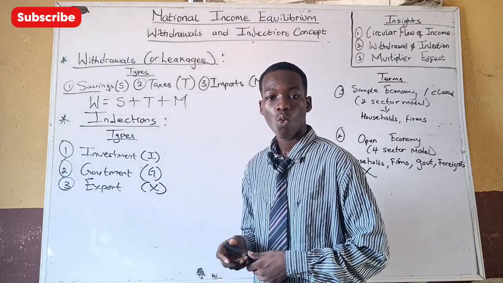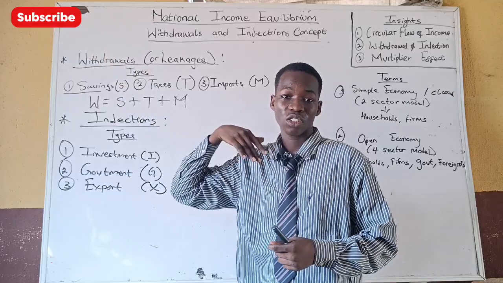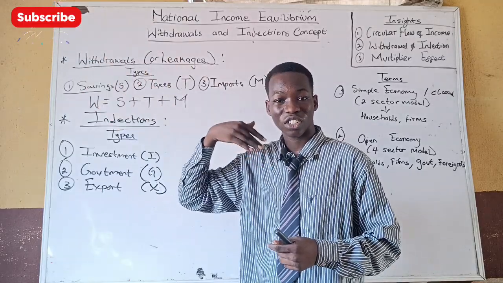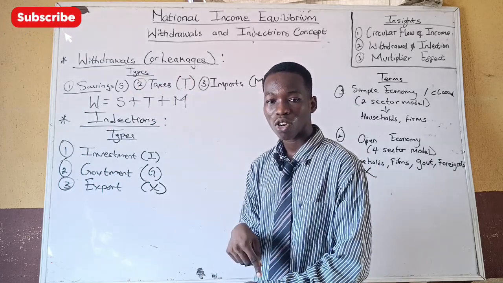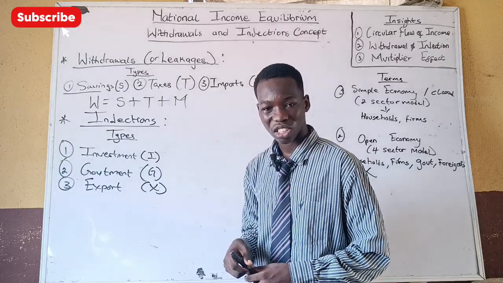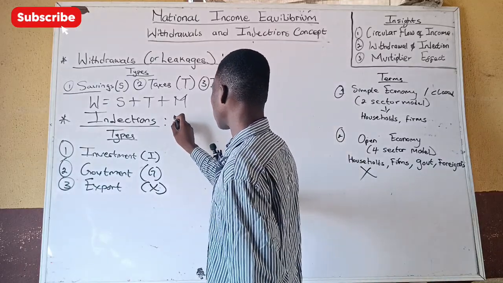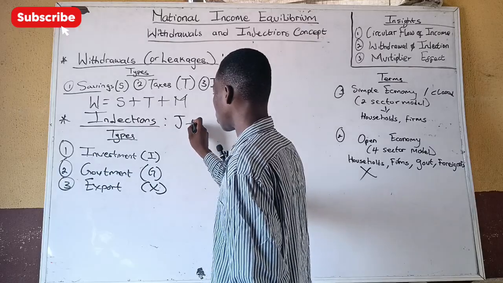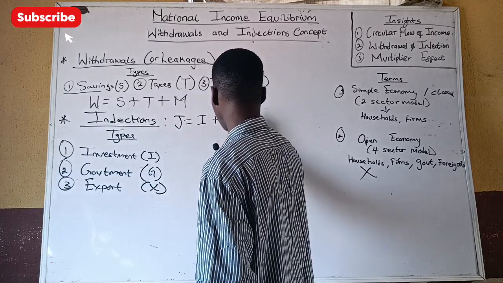Then exports. When you export goods, don't forget you are receiving money from foreigners. When you export goods to India, you are receiving money from foreigners. So that money is coming back into our circular flow. It is injected into our circular flow, and therefore increases the national income. So these three make up injection. The letter to represent injection is J. We have J equals I plus G plus X.